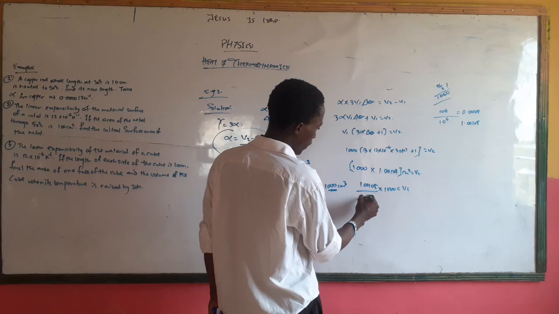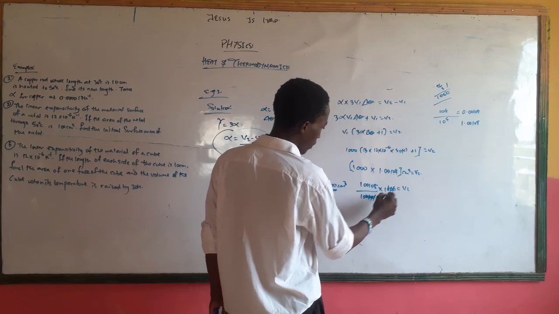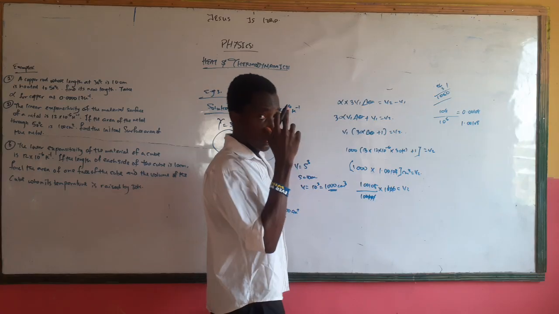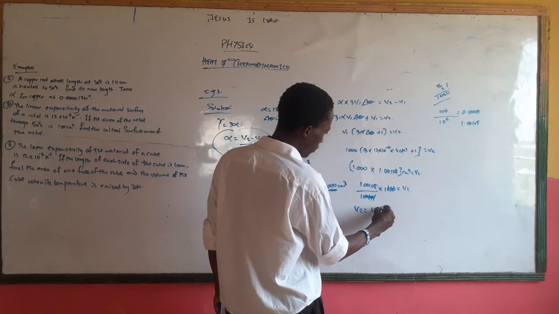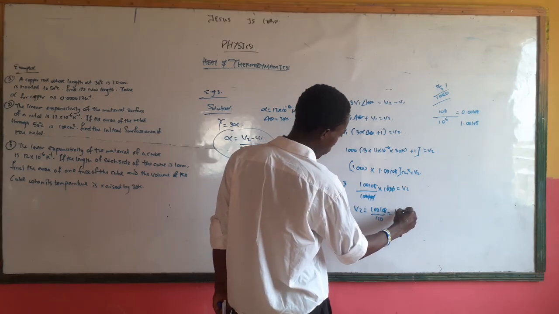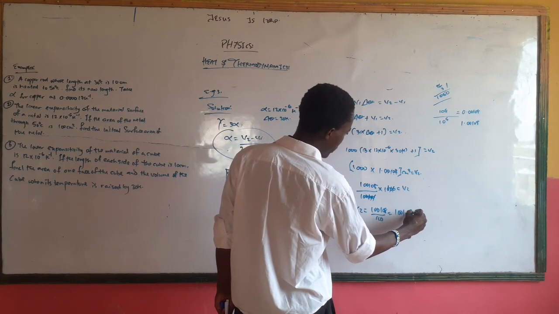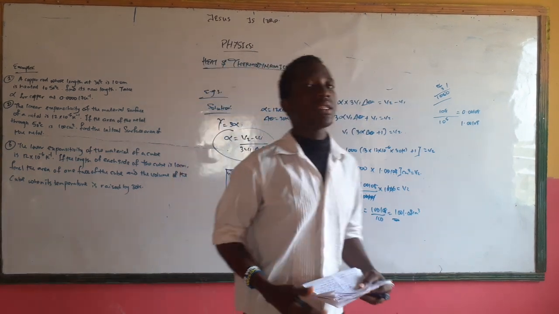So this will be 5 zeros. 1, 2, 3, 4, 5. Cancelling 1, 2, 3 zeros, what remains is 2 zeros. So this is 100108 divided by 100, and you have 1001.08 centimeter cubed.